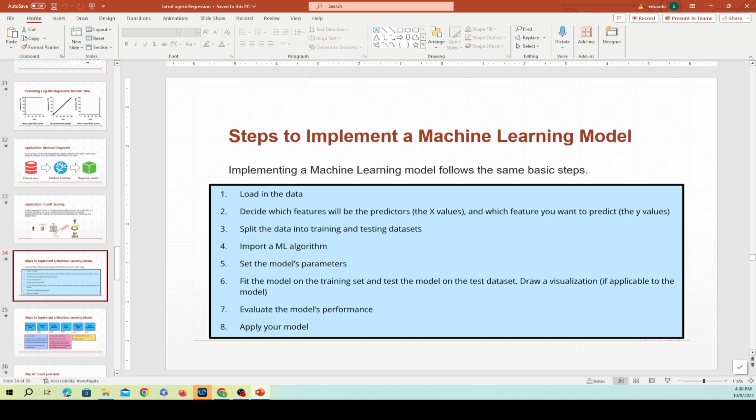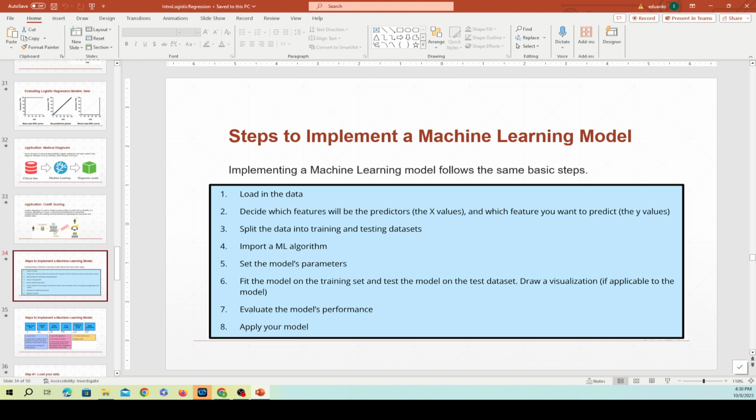And then again, the steps to implement a machine learning model are going to be the same as we have done before for the linear regression and the k-nearest neighbor. The first thing we're going to do is load the data, and decide which features will be predictors and which feature you want to be the target, the y value. We want to split the data into training and testing data sets. It usually is 80% training, 20% testing.